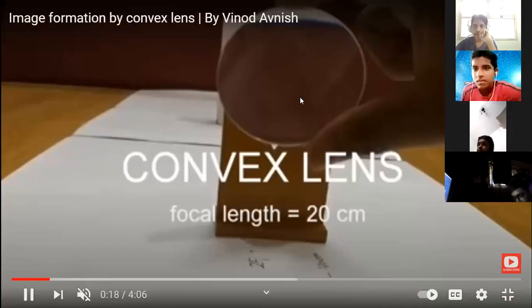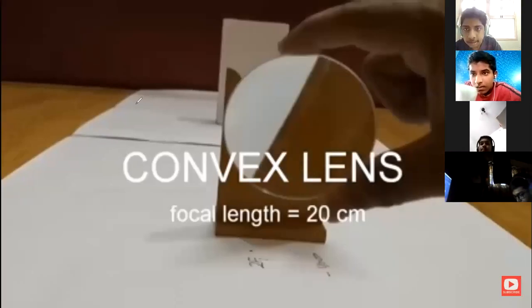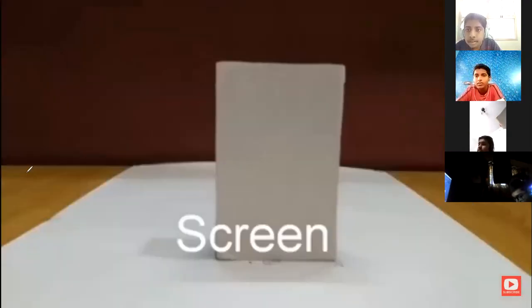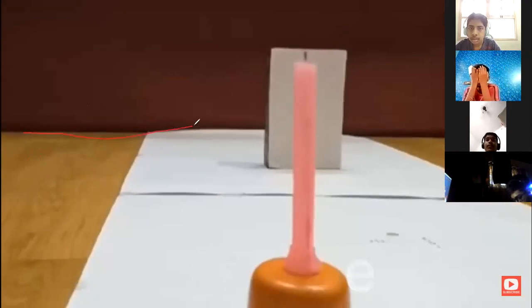Yes, boys. What are the requirements for this experiment? Watch carefully. What are the requirements? We need a sheet of paper, right, guys? A screen, then convex lens, and source of the light, candle. Okay, boys? Then what we will do in this experimental setup, we'll take a sheet of paper, right?